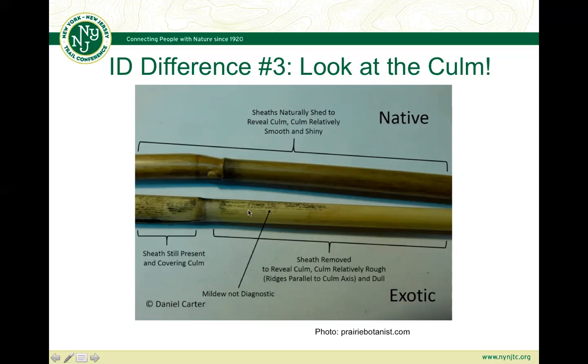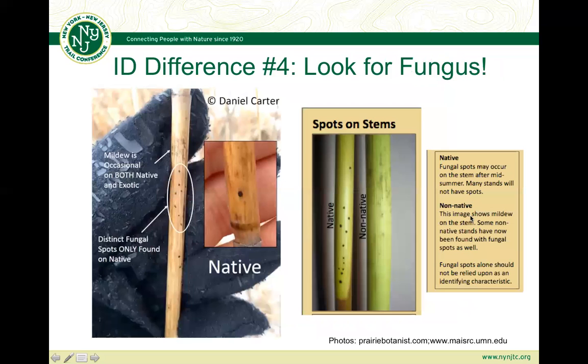And again, I want to point out, because this becomes important later, that these mildew stains you can find in both native and invasive. So that is not a diagnostic feature. I want to point that out because another thing you can be looking for is the presence of a fungus. The fungus gives the appearance of these circular black dots. For whatever reason, this fungus only seems to impact native Phragmites.